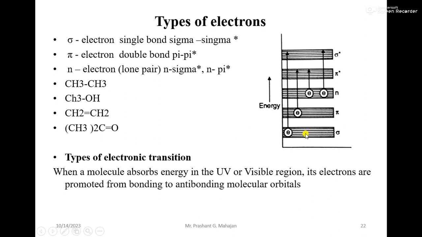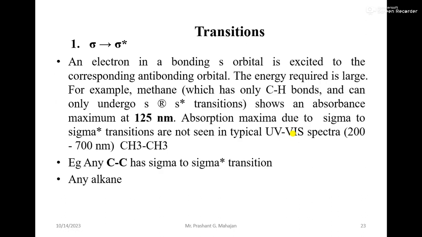So first is sigma to sigma star. That means you can see the first molecule, that is ethane. In that case, the molecule is having single bond, that is carbon carbon single bond or carbon hydrogen single bond. So when the UV visible radiation is going to fall on that molecule, that sigma bonding electrons are going to excite into sigma antibonding orbitals. That transition is called as sigma to sigma star. So this is first transition, and lambda value is 125 nanometer.